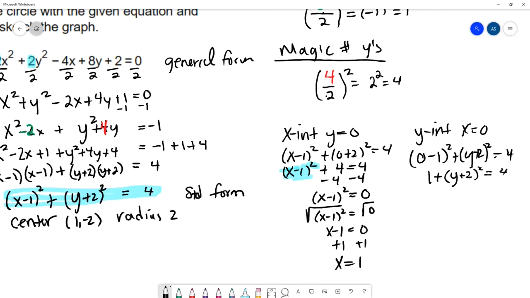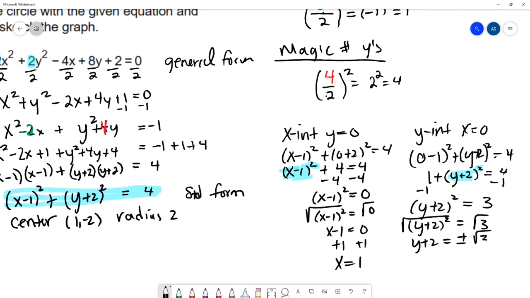I'm going to solve by isolating the square and everything that it's attached to. So I'll subtract 1 on both sides. This gives y plus 2 squared equals 3. I'll square root both sides. The square root and the square cancel each other out, and I get that plus or minus symbol on the other side. Then I'll subtract 2, and I have my y-intercepts being negative 2 plus or minus square root of 3.